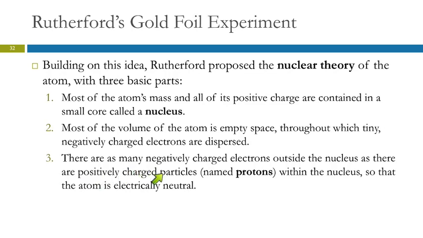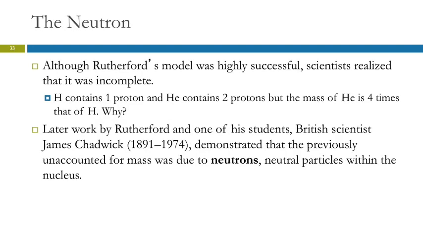Those positively charged particles are called protons. Protons are positive. They both start with P. So the atom is electrically neutral. So we've got positive charges in the nucleus, and we have an equal number of negatively charged electrons outside the nucleus. He's not saying anything about what those electrons are doing. So this model was very successful, but it was still incomplete.